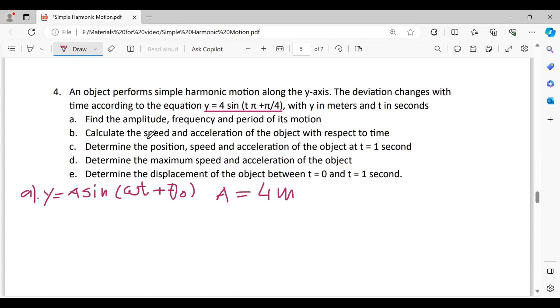Next, amplitude 4, and frequency. As you know, for the formula, 2 pi f equals pi. If you divide pi over pi, it equals 1. So 2f equals 1 and f equals half. Okay. The unit is hertz.